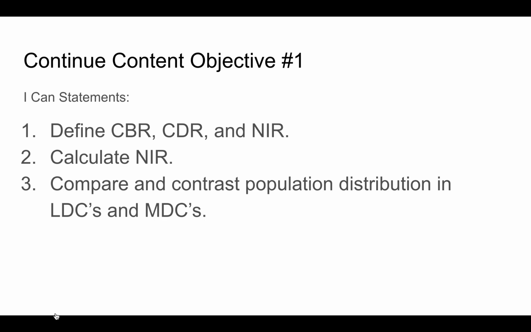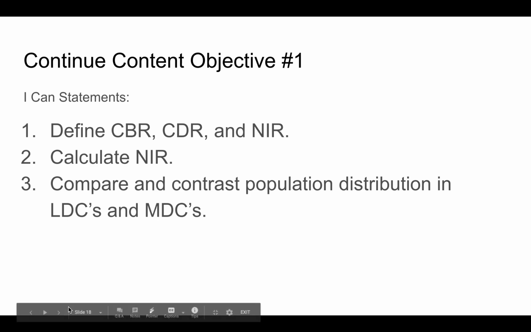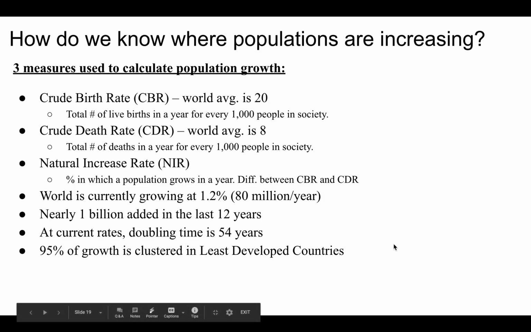All right, content objective number 1, define CBR, CDR, and NIR, then calculate NIR. This is a continuation of objective 1 with new I can statements, and then compare and contrast population distributions at LDCs and MDCs. CBR is the crude birth rate.